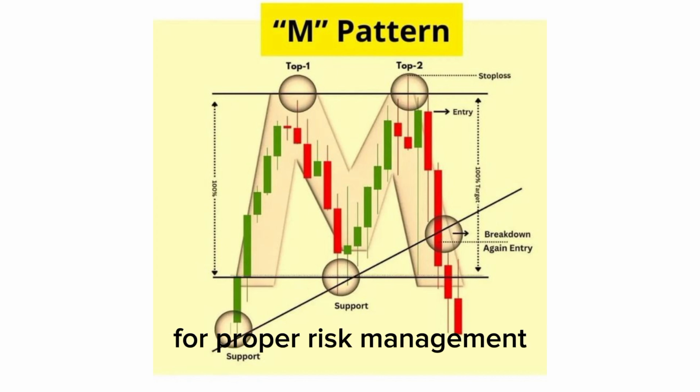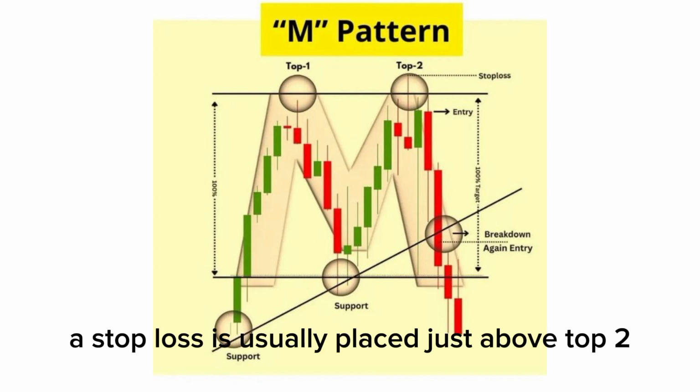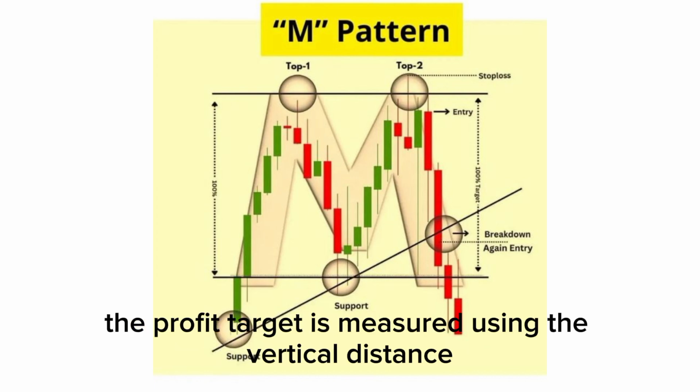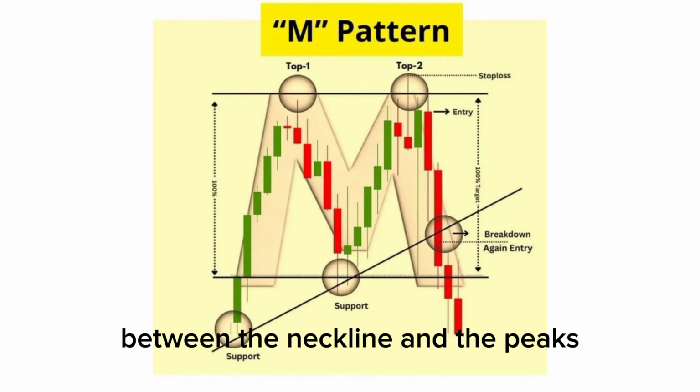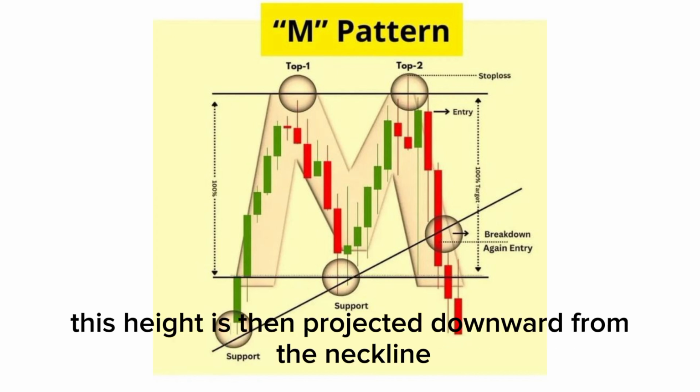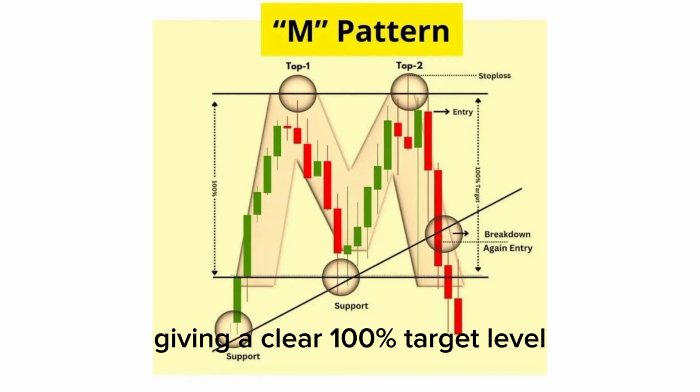For proper risk management, a stop loss is usually placed just above top 2, since a move above that level would invalidate the bearish setup. The profit target is measured using the vertical distance between the neckline and the peaks, top 1 and top 2. This height is then projected downward from the neckline, giving a clear 100% target level.